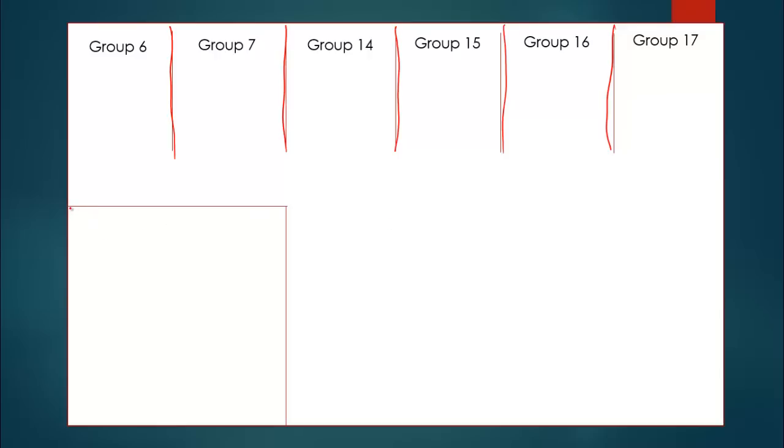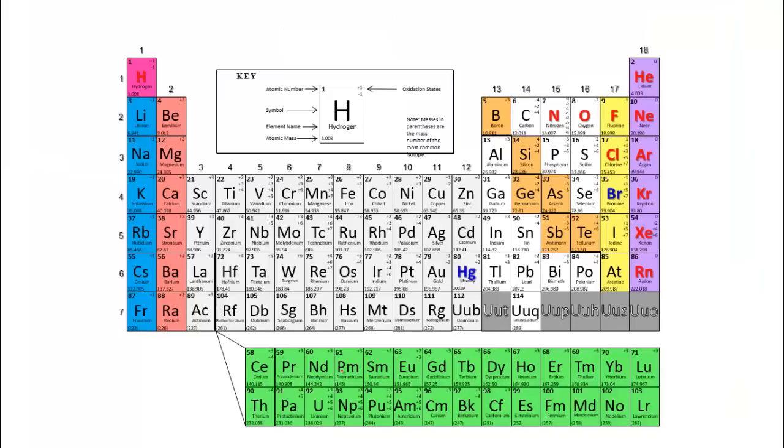About halfway through the page you can draw a line like this over to the second line, draw it down, and then we'll actually end up using most of this page here. So away we go. Before we actually put some polyatomic ions together, let's remember some things about the periodic table.